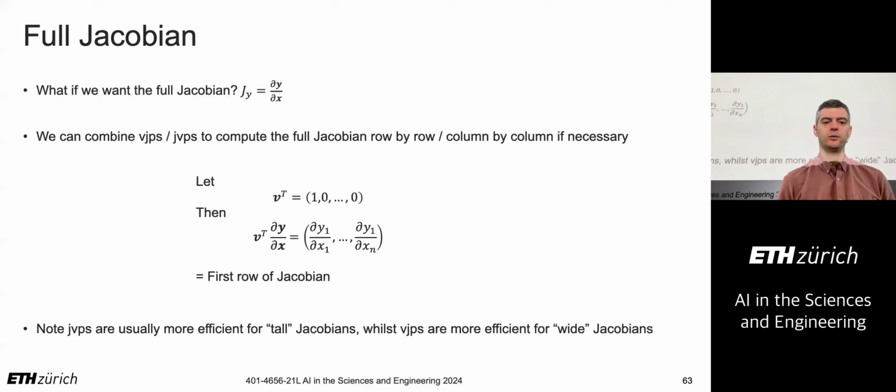So we can just combine VJPs and JVPs together. If you really want the full Jacobian, you can do something like this, where the vector that we're multiplying the Jacobian with is just a one-hot vector, a single one inside of zeros. And we just place that one in the row of the Jacobian that we want. And when we do the product, we can just get the first row of the Jacobian.